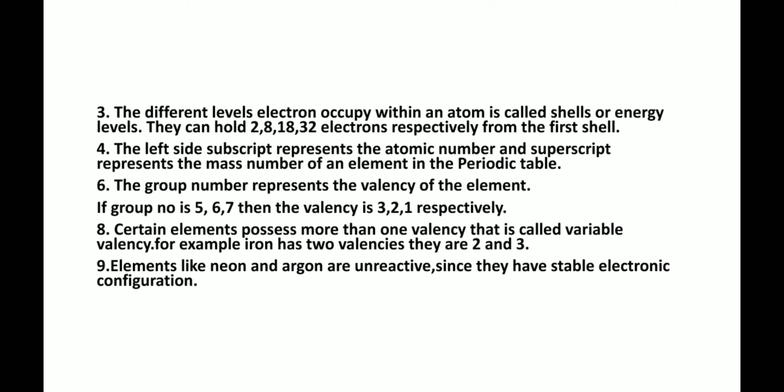Next, question number 8. Seventh one, please write by yourself. Eighth one, what is variable valency? Explain with an example. Certain elements possess more than one valency. That is called variable valency. For example, iron has two valencies. They are 2 and 3. The lower one is ferrous and the higher one is ferric.